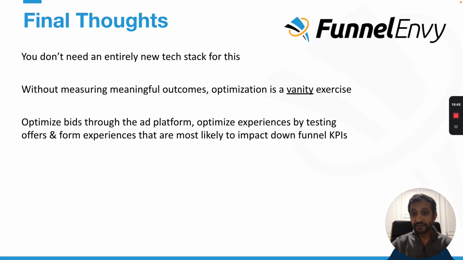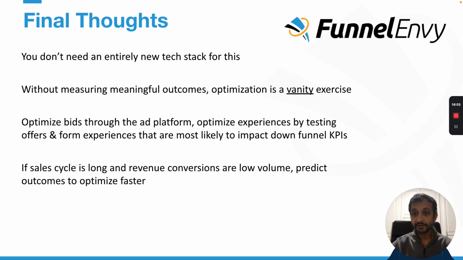With these offline conversions, though, you can optimize your bidding through your ad platform, for example, by linking Google Analytics and Google Ads and triggering goal conversions that occur from offline events. And you can optimize your experiences, most importantly, your offers and your form experiences that are most likely to have an impact on those down funnel KPIs.